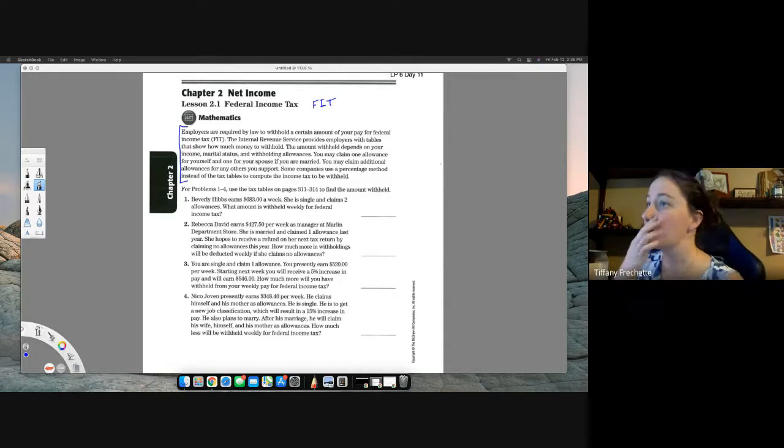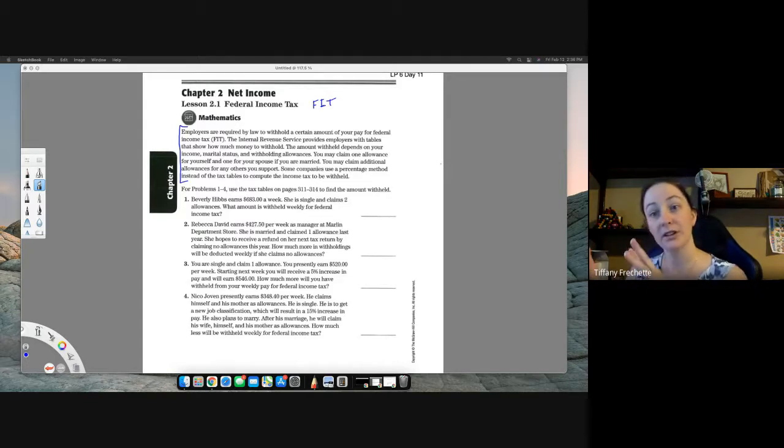So as this is opening, I'll go ahead and read. So it says, employers are required by law to withhold a certain amount of your pay for federal income tax, FIT. The Internal Revenue Service provides employers with tables that show how much money to withhold. The amount withheld depends on your income, marital status, and withholding allowances. You may claim one allowance for yourself and one for your spouse if you are married. You may claim additional allowances for any others you support. Some companies use a percentage method instead of tax tables to compute the income tax to be withheld.